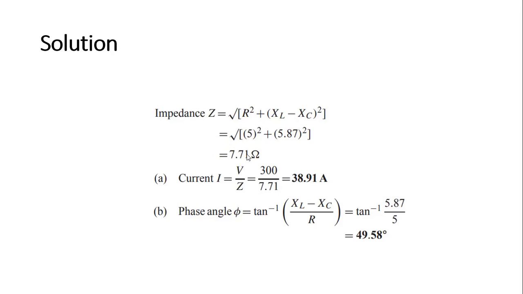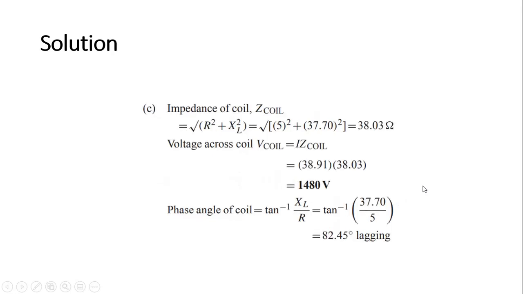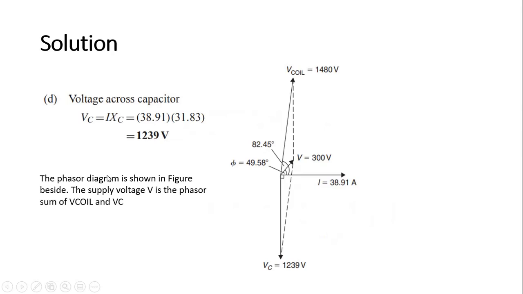So what's our XL minus XC? We calculated it as 5.87, and what's our R? 5. So when you find the arctan of this expression, it's going to give you what? 49.58. So that is that about that.